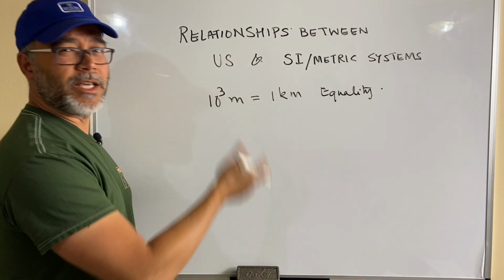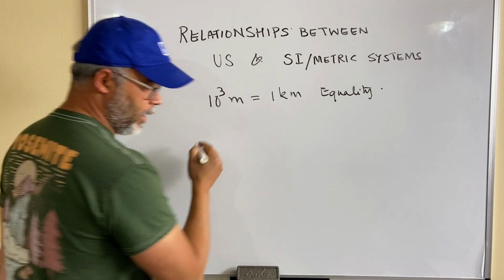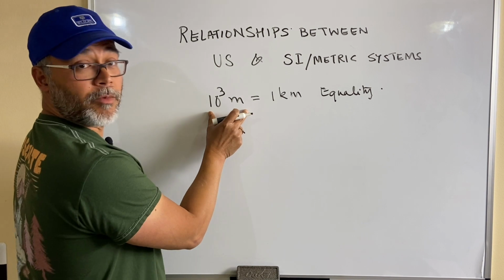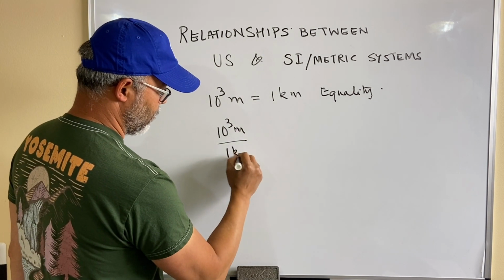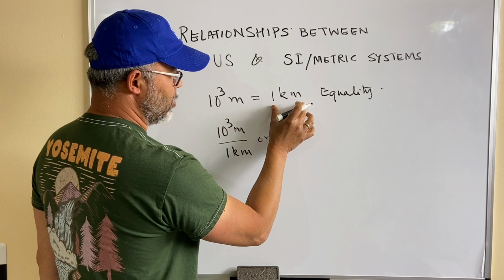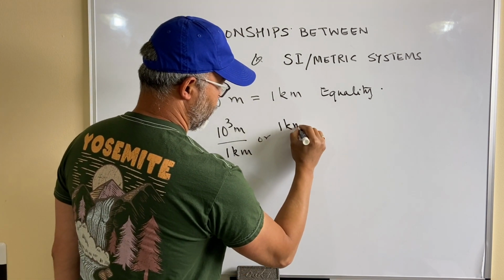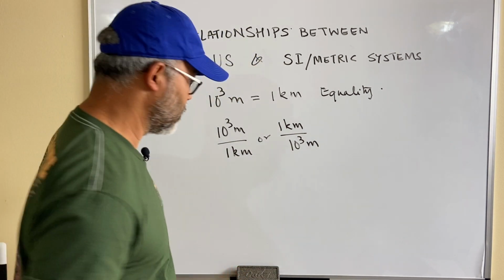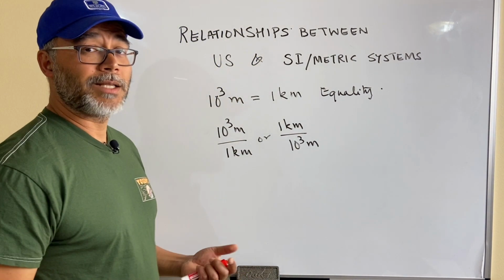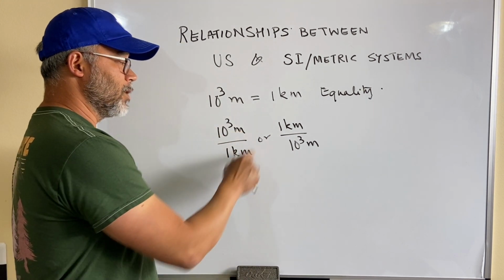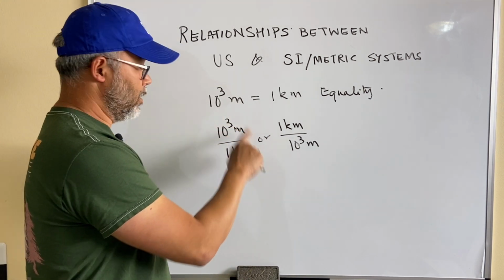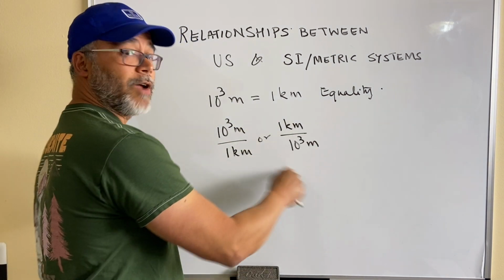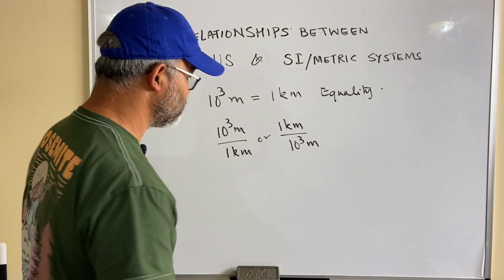What we have to do is we change the equality into a fraction, okay? So when you change it into a fraction, you either keep this as the numerator and that as the denominator, or you keep that as the numerator and this as the denominator. And both can be used depending upon the scenario you are in. If you're looking for your final answer to be in meters, then you want to use this fraction. If you're looking for your final answer to be in kilometers, then you want to use this fraction. And we'll take a look at some examples in a bit.